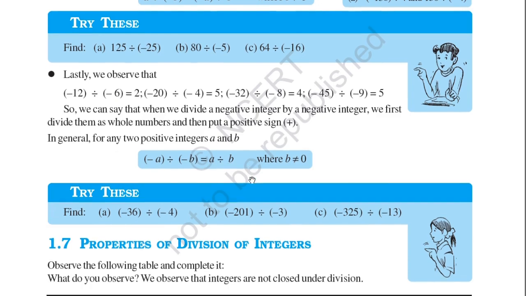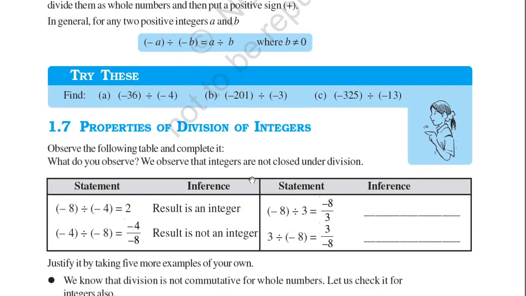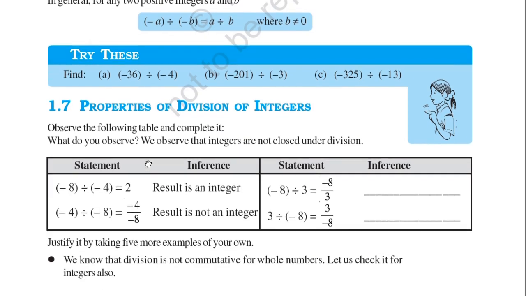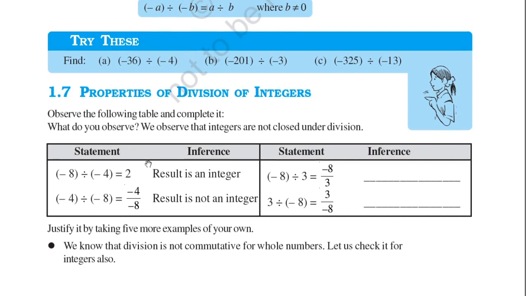Now the properties of division of integers. Observe the following table and complete it. What do you observe? We observe that integers are not closed under division. You can see here, minus 8 divided by minus 4 is equal to 2, which is an integer. But minus 4 divided by minus 8 will give 1 by 2. Here also the result is not an integer; it will be a fraction.